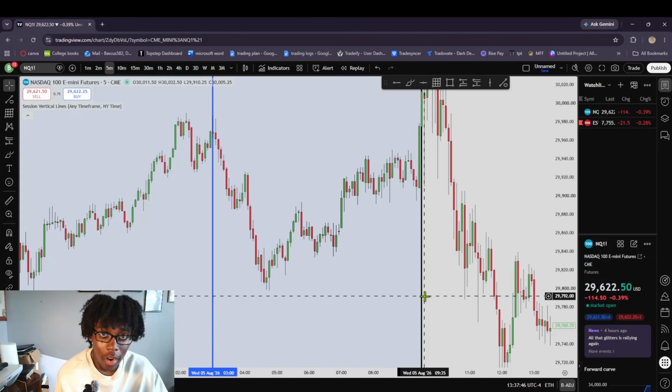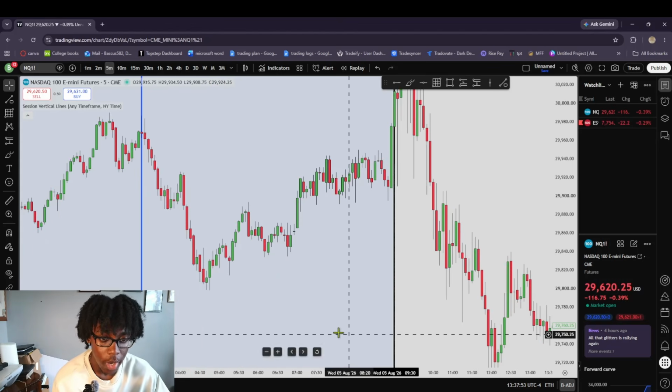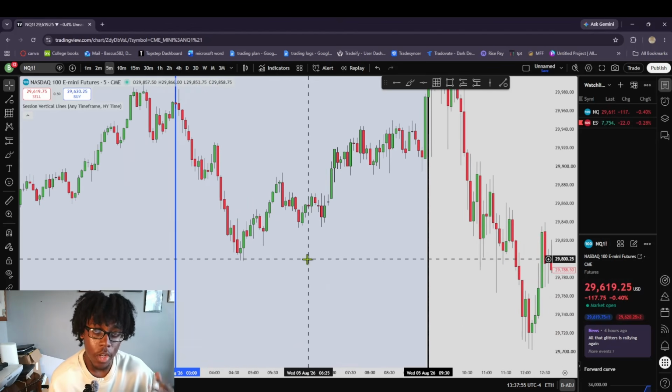All right, guys, last but not least, we're looking at the session continuation model, which was the third model that I showed you guys. So here, remember, guys, before I even map it out and show you guys what we're looking for, we need to see a manipulation, a reversal, and that reversal needs to still be going on and continuing into the next session, which signals that we may want to continue within that same direction.